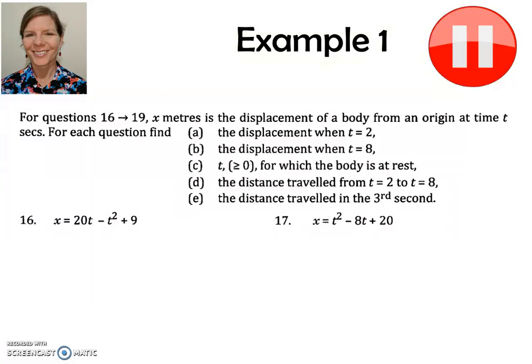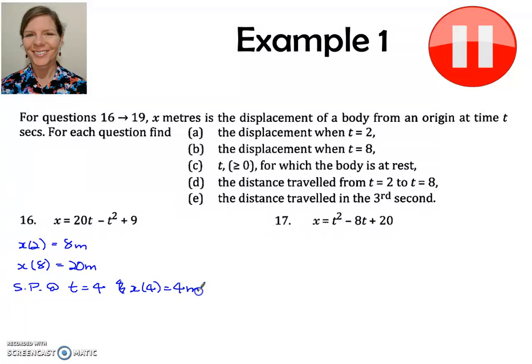Okay, so hopefully you've had a crack at this one now. I will run through the answers. So what you should have got is, we're just doing 17 now. You should have got x at 2 is 8 metres. x at 8 is 20 metres. But there's a stationary point at t equals 4, which is quite clearly in there. And when t equals 4, x at 4 is 4 metres.